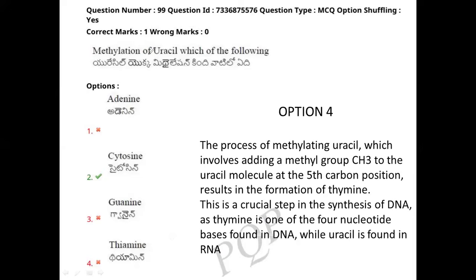Next, methylation of uracil. Which of the following will be formed? The correct option will be thymine, not cytosine. We know uracil is present in RNA, thymine is present in DNA. So this process is very important for RNA to DNA and DNA to RNA synthesis. If you add a methyl group, CH3 group, at the 5th carbon position of uracil, you will be forming thymine.